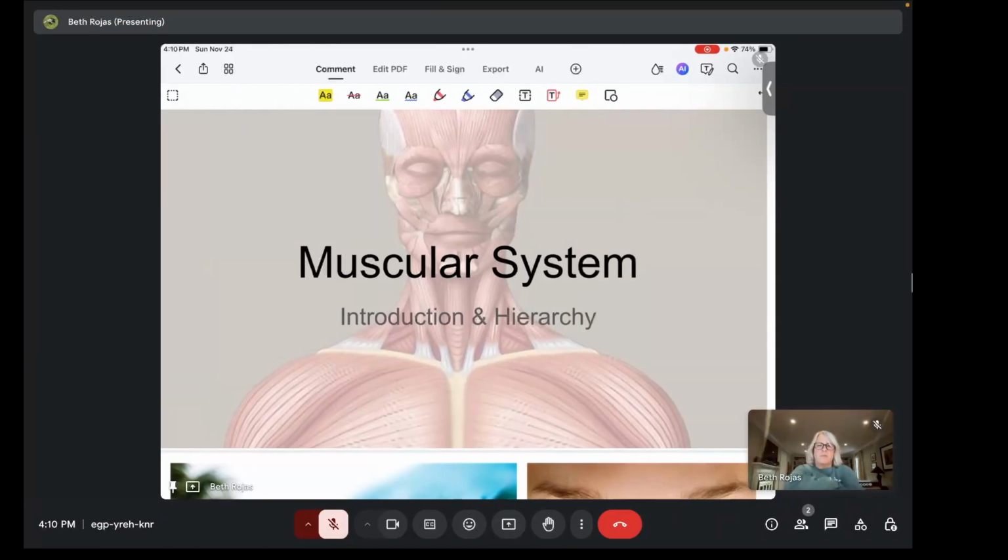All right, class, I'm going to do a quick introduction to the new unit, the muscular system. So you're going to need colored pencils and your note packet to get started today.